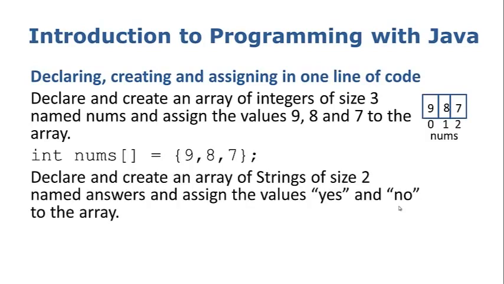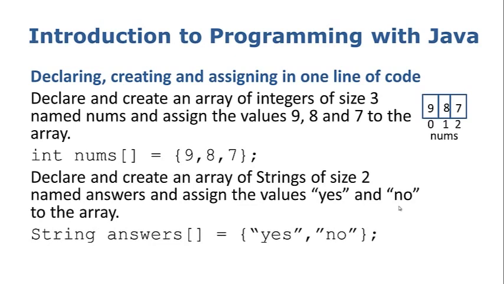Similarly, we can take a look at an example for an array of strings. Declare and create an array of strings of size 2, named answers, and assign the values yes and no to the array. So the code for that is going to be string answers, square brackets to show that answers is in fact an array. And then after the equal sign, we list the values that we want to store in the array between the curly brackets, each separated by a comma. So we have yes, comma, no.